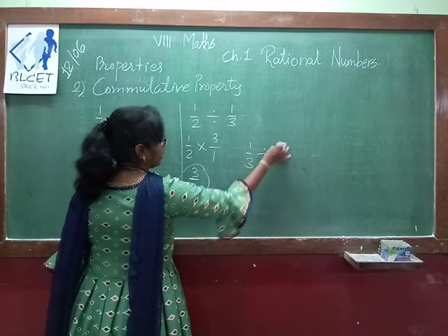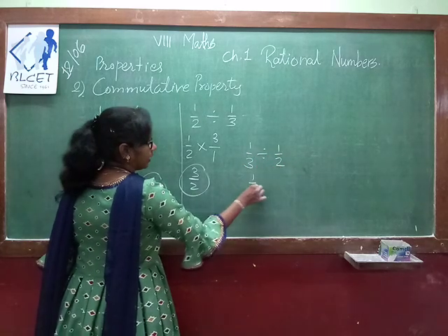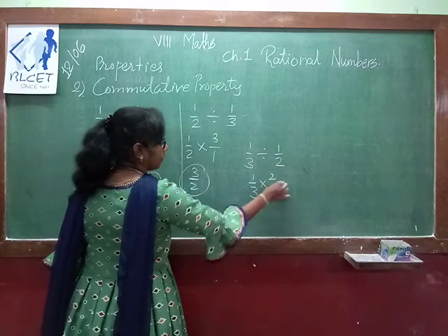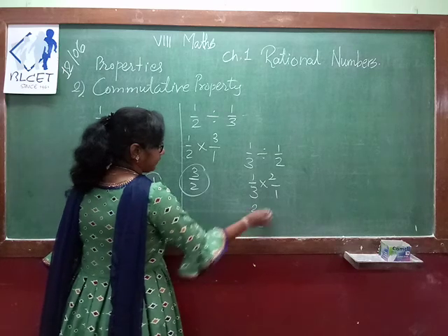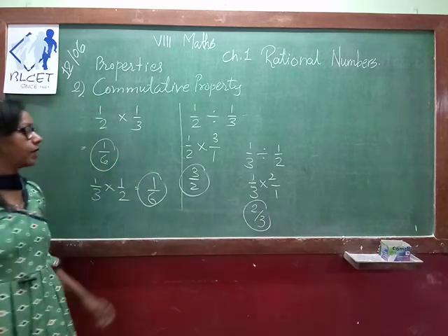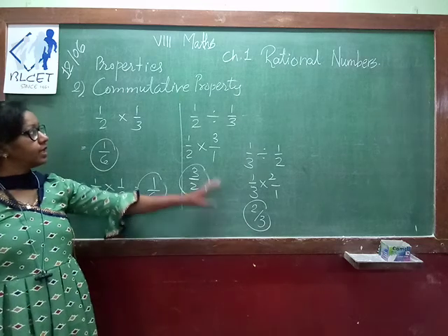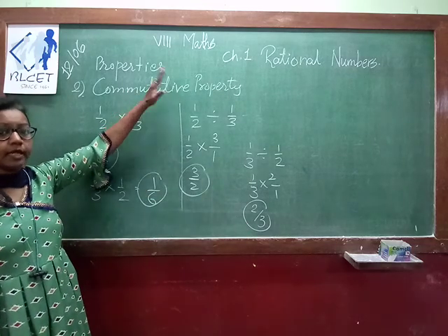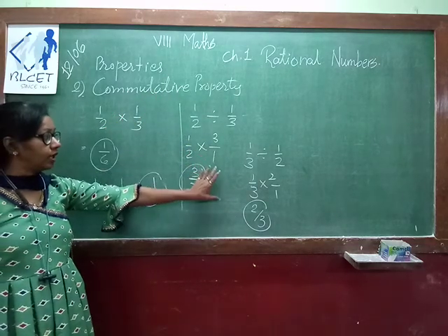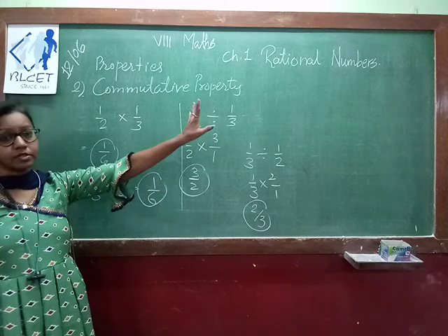Now change the order. 1 by 3 divided by 1 by 2. So 1 by 3 multiplied by 2 by 1. So what is the answer? 2 by 3. Do you get the same answer? No. So what we can say? The commutative property does not hold for division for rational numbers.